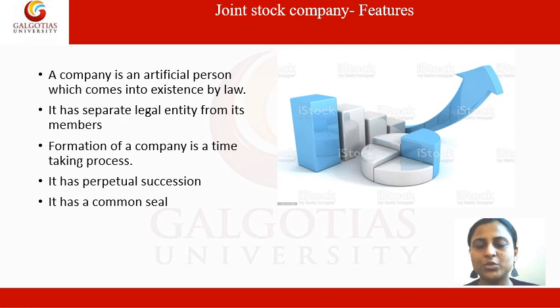Next, perpetual succession. So unlike partnership or sole proprietorship, the existence of a company does not depend on its members. Members may come and go, but a company will go on forever. Last one is common seal. Now, since being an artificial person, a company cannot sign documents. That's why a company has a common seal.